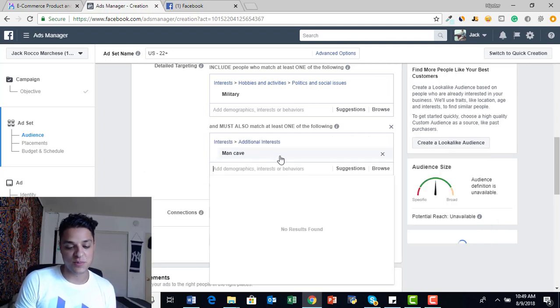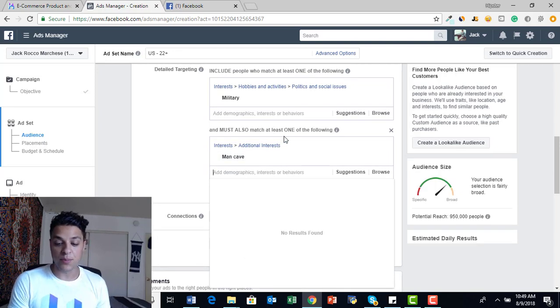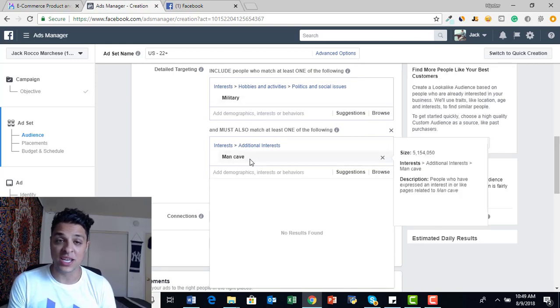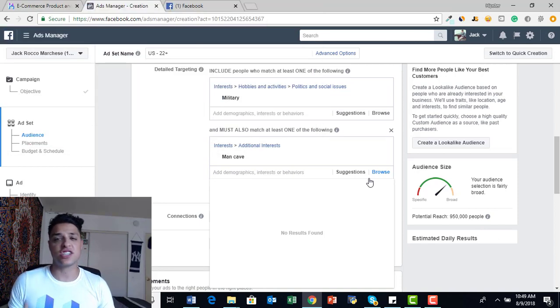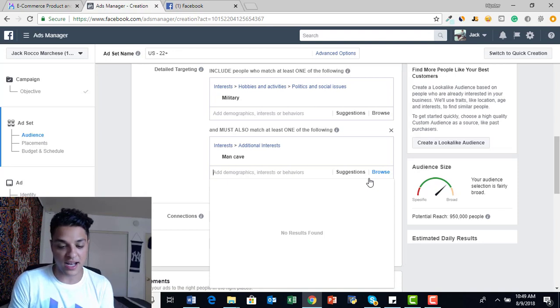So what you're going to see here is because it said "and must also match one of the following," what we're saying here is the people I want to target in my ad must like the military, and they must also be interested in a man cave. So you can see that really brought our audience size down to just under 1 million people. So it could be a little higher. If you want to adjust and play around with that so it's in the couple million, you know, maybe 2 million people, 3 million people, that's fine as well. This is about the lowest I would go, maybe a little bit lower for audience size, because at that point your audience is just going to get saturated so quickly. But this is fine.